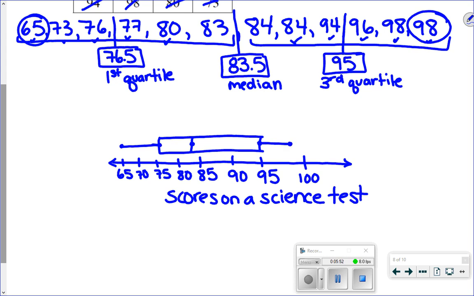Okay, so that's my box and whisker plot. I put my 5 numbers that I circled onto the graph. That box shows me the middle half of where the data is.